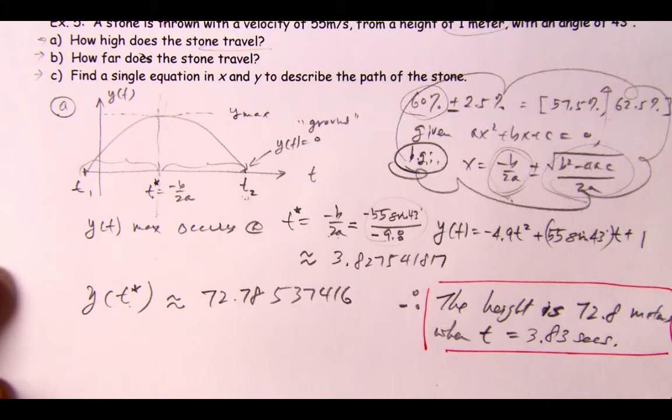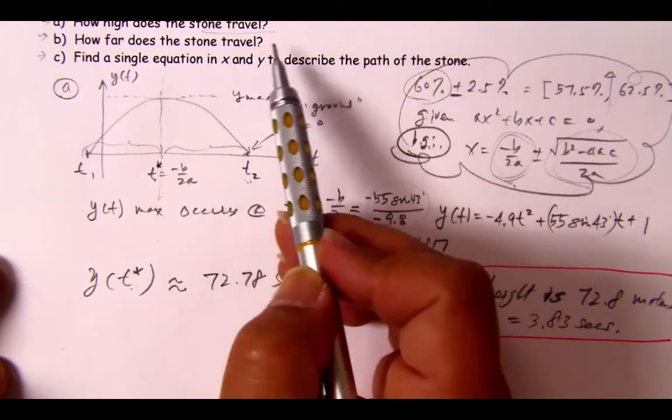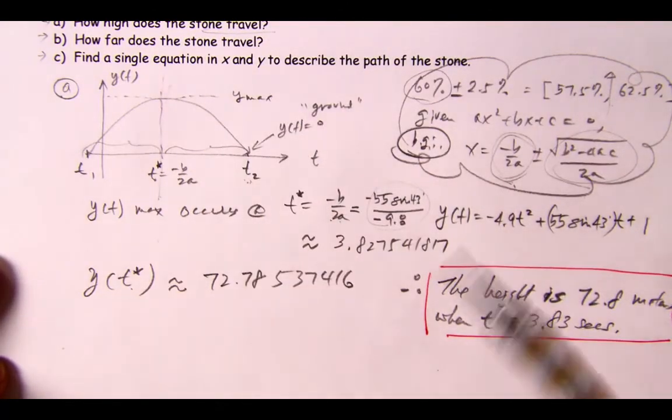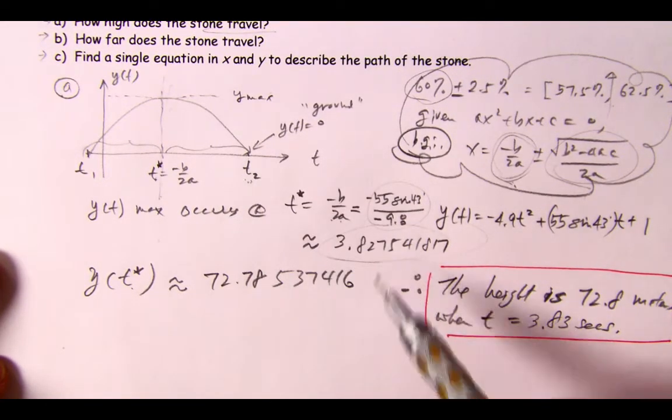Sounds good? Now, for part B, how far does the stone travel? One of the common mistakes I see is that people just double this number, right? What is the danger of that, guys?